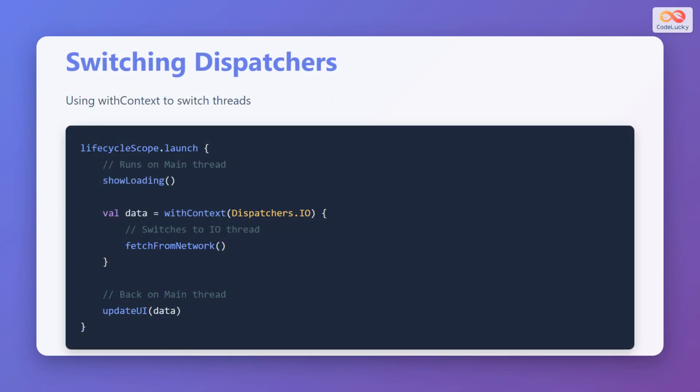One of the most powerful features of coroutines is the ability to easily switch between different dispatchers. You can use the withContext function to switch the dispatcher for a specific block of code. Here's how it works. You start with lifecycleScope.launch, which runs on the main thread by default. First, you call showLoading to display a loading indicator to the user. Then, you use withContext(Dispatchers.IO) to switch to the I/O dispatcher for network operations. Inside this block, you call fetchFromNetwork, which performs the actual data retrieval. Once the data is fetched, withContext automatically switches back to the main thread, where you can call updateUI with the data. This pattern keeps your code clean and sequential while efficiently managing threads.